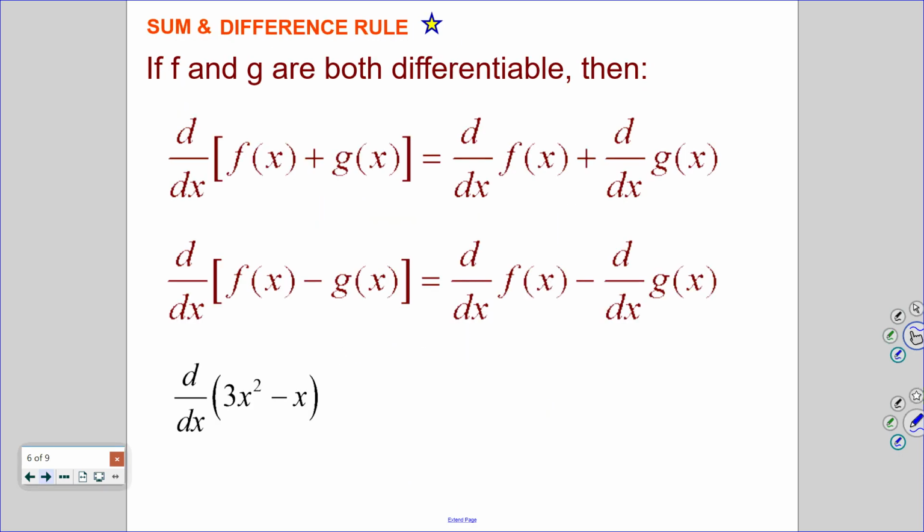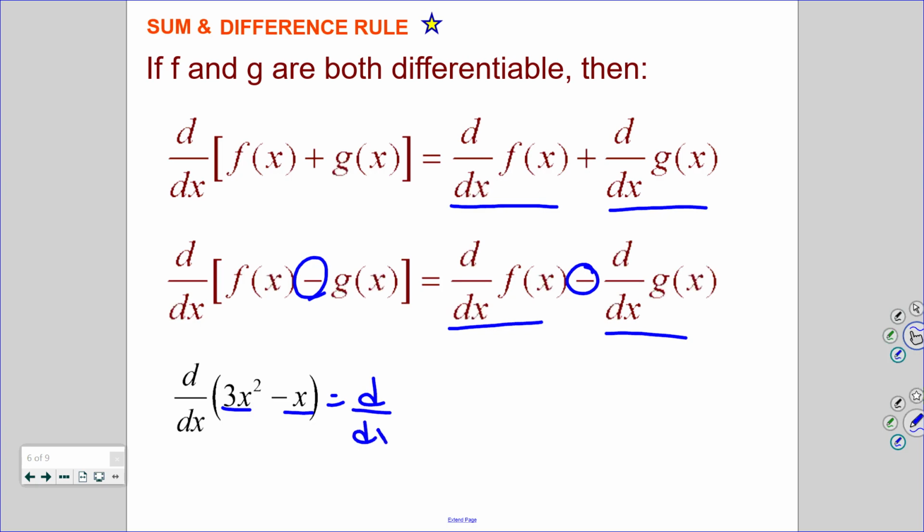Okay, one other little handy tidbit. If we know that two functions are differentiable, then when we add those two functions together and take the derivative, that's the same thing as taking the derivative of the first function and adding it to the derivative of the second. Same would also be true with subtraction. I could take the derivative of the first thing and subtract it from the derivative of the second thing. So as you see here, again, I have two different functions that I'm working with. I can start by taking the derivative of the first function and subtracting it from the derivative of the second function.